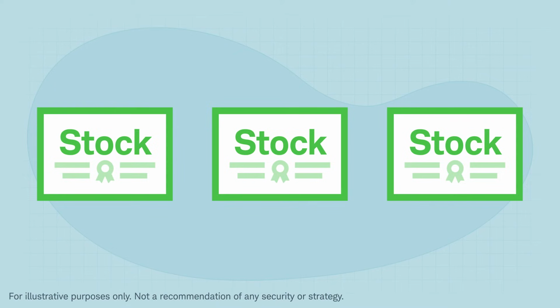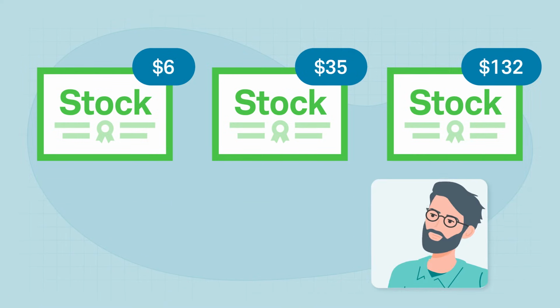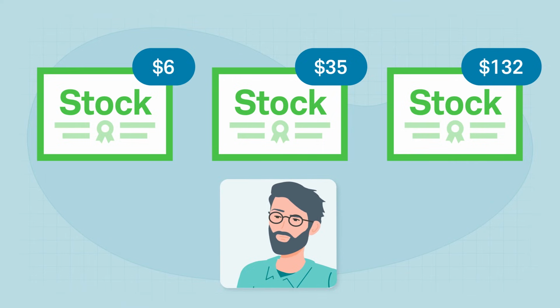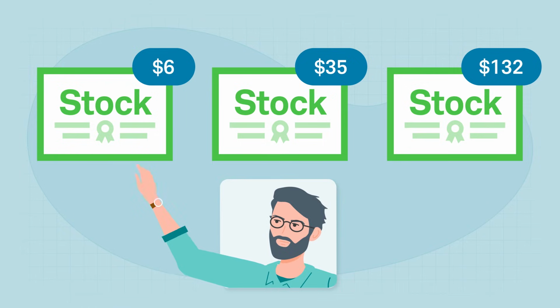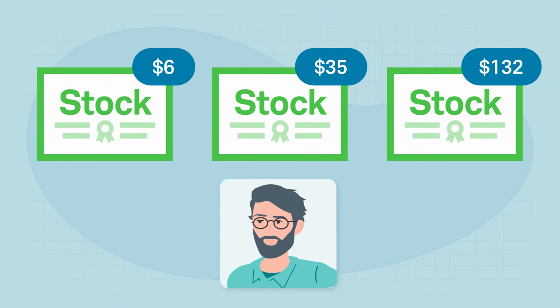Let's say you have one stock that's trading at $6 a share, another at $35 a share, and a third at $132 a share. How would you know which one is the best value? Some might assume the $6 stock is the best value because it's the cheapest. However, this might not be the case because a company's value may depend largely on the company's earnings.